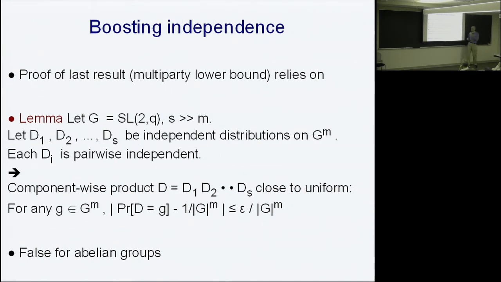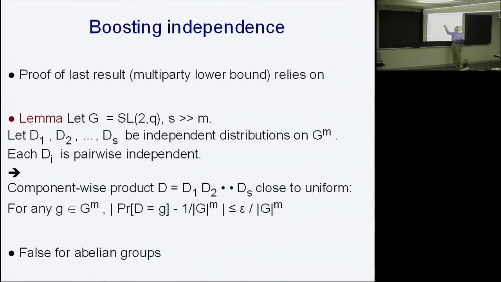Okay? Then what you get is that if you multiply these distributions together, you go from pairwise to n-wise independence. The product distribution will be very close to uniform over the entire n-tuple. So you boost it from two-wise to n-wise independence. And this is also one thing which is completely false for abelian groups. You can count the abelian groups on which this thing doesn't work.